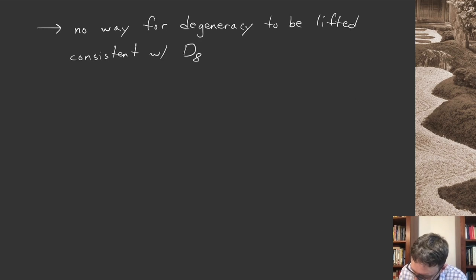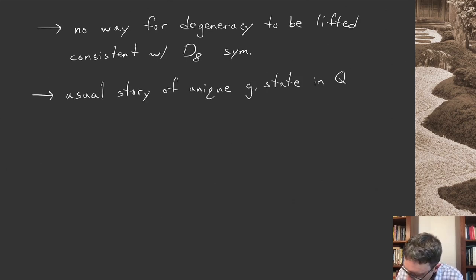So as long as that D8 symmetry is there, I have a degenerate ground state. And this usual story of a unique ground state in quantum mechanics fails. You can look at more detail in this example, and the tunneling amplitudes between these two degenerate ground states vanishes.